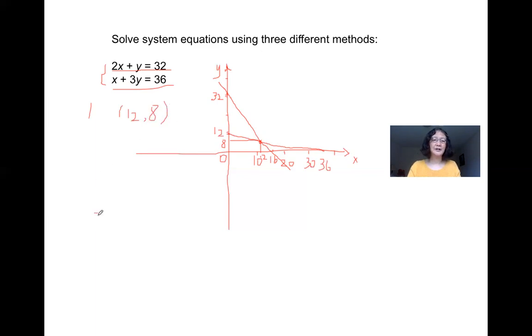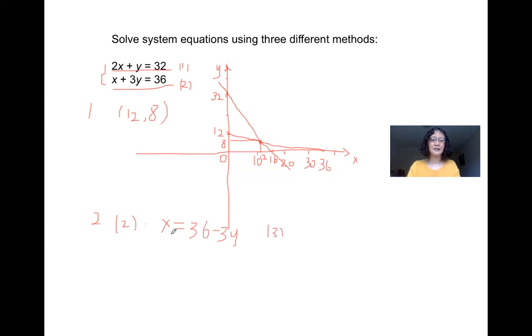Now let's do the second method, substitution. We call the first one equation 1 and the second equation 2. From the second equation, we move 3y to the right-hand side. We get x equal to 36 minus 3y. This is from equation 2, and we call this equation 3.